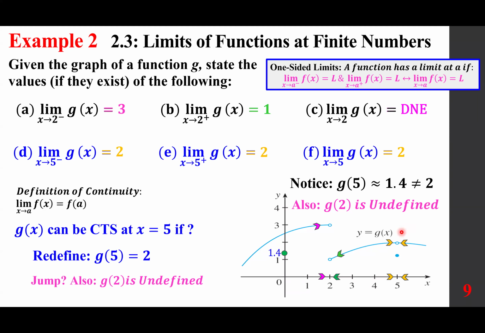However, there is a jump at 2, and g of 2 is undefined, and even if it's defined, it makes no difference. There is nothing we can do to fix a jump. This is a removable discontinuity. This is a jump.